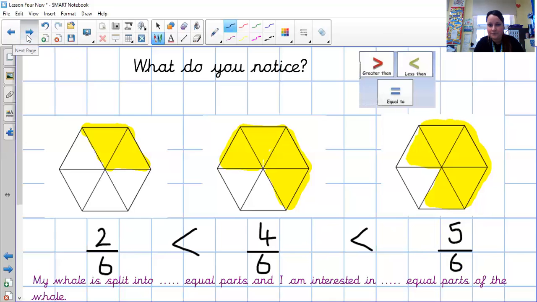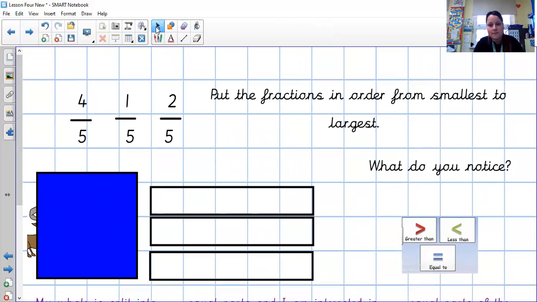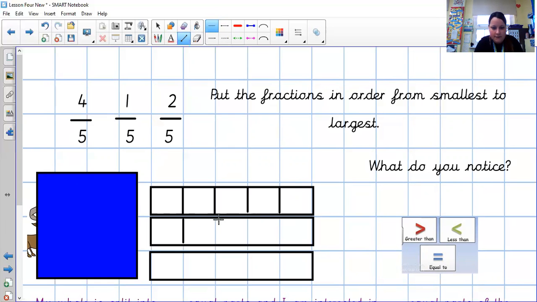Okay, let's move on. So let's have a go at putting the fractions in order from smallest to largest. So we're going to have a go. So our denominator is the same. So our whole has been split into 5 equal parts. So I'm going to split my whole now into 5 equal parts. Okay, I do all 3 because we know the denominator is the same in each of those fractions.